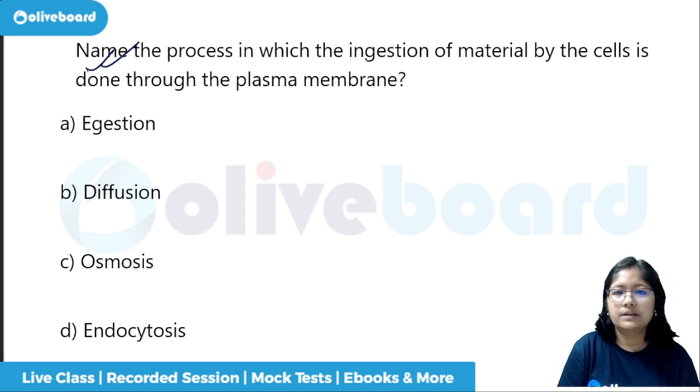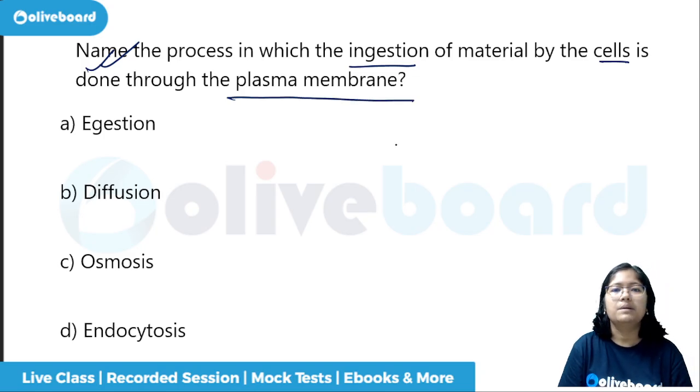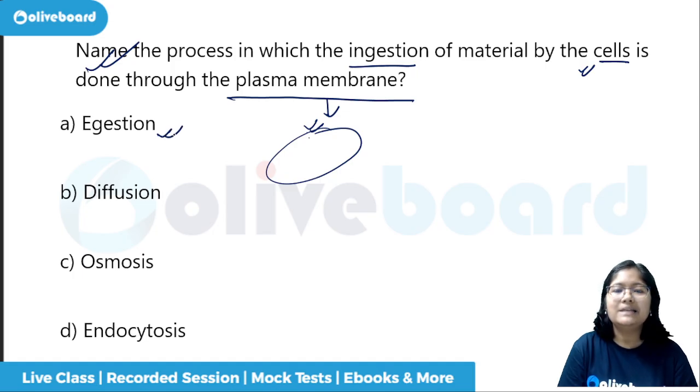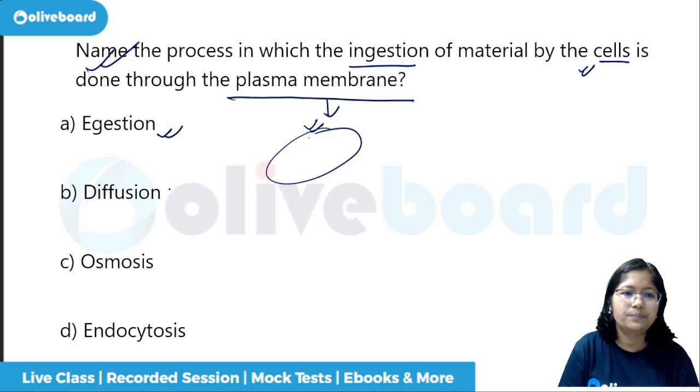Name the process in which the ingestion of material by the cells is done through the plasma membrane. So what is the process where the ingestion of the material by the cell is done by the plasma membrane? It is being done by whom? Plasma membrane. It is ingestion. These are the terms related to the human digestive system, so there you will find it.